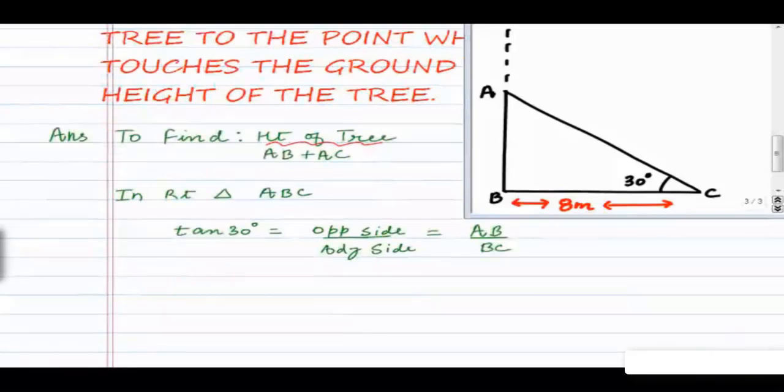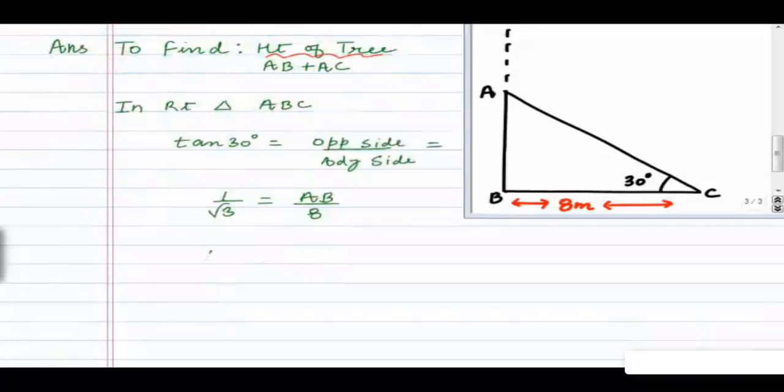Putting the values here, we will have tan 30 is 1 by root 3. This is equal to AB, and from our figure BC is 8. So from here AB will be equal to 8 by root 3 meters.